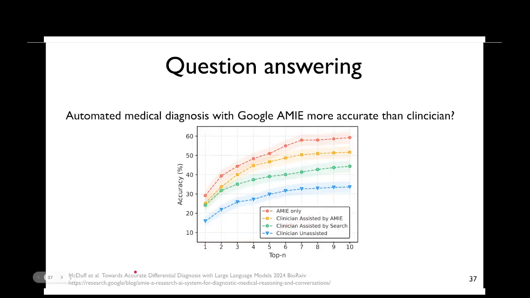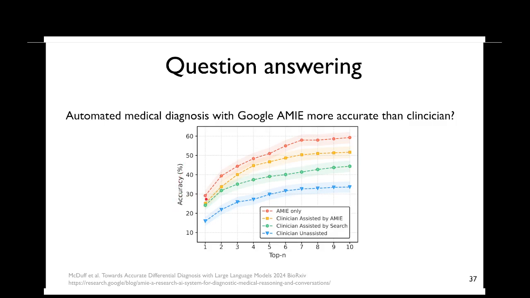This paper is not yet published. It's on bioRxiv. It's very recent, from 2024, and I think it's highly political. There, Google introduces an automated system for medical diagnosis, so going a step further than just answering questions, but doing the proper diagnosis. And they show in this paper this figure over here that shows the top N answers, so from just the top 1 to the top 10 answers are being considered, and then what the accuracy is.